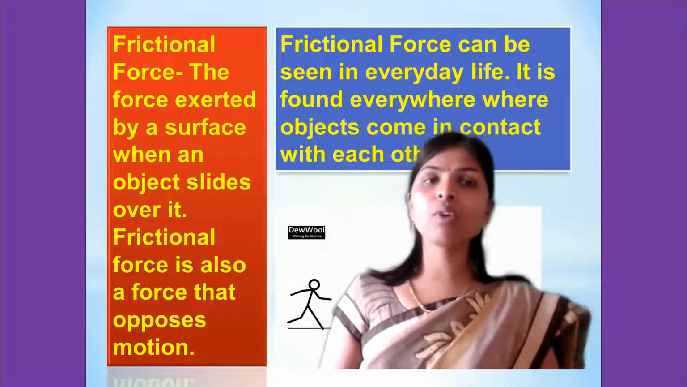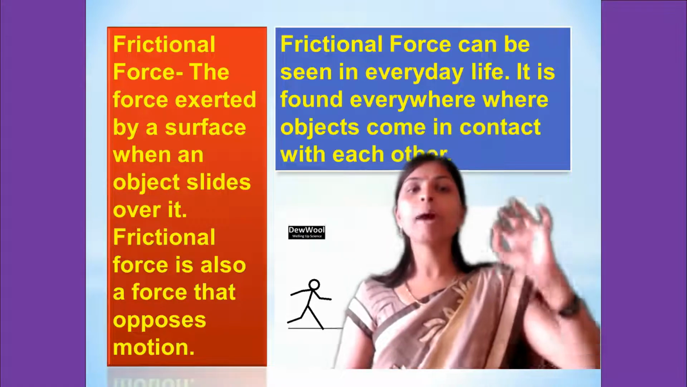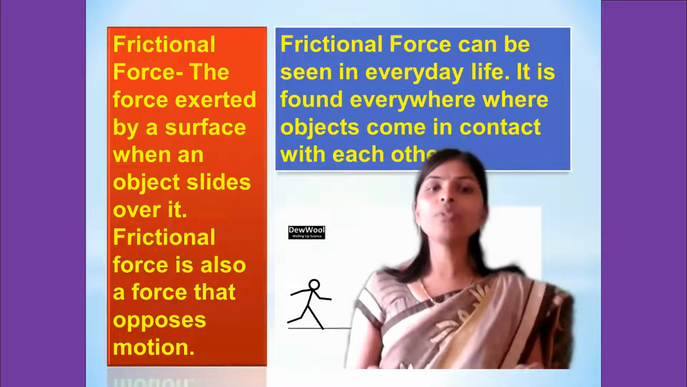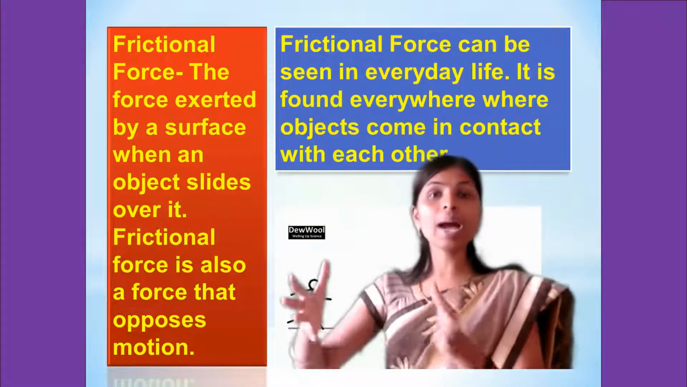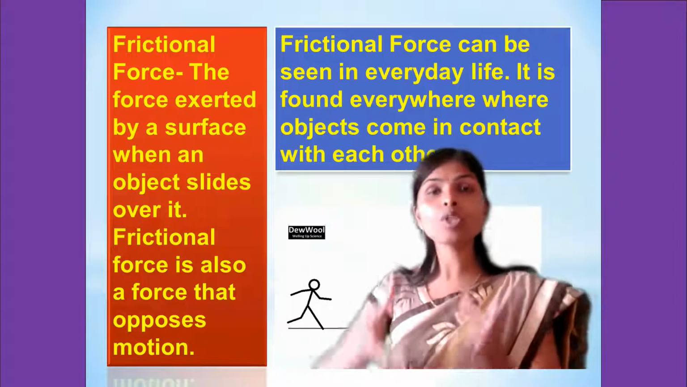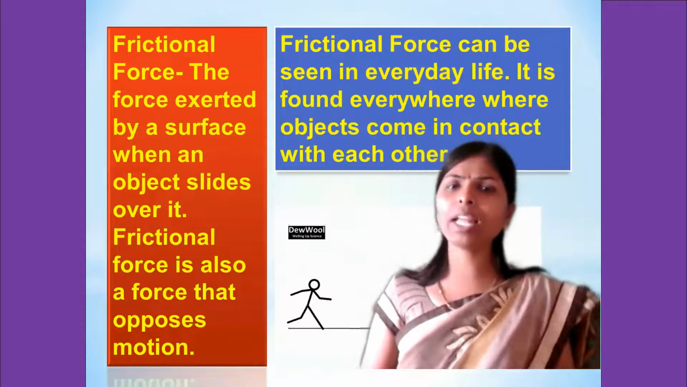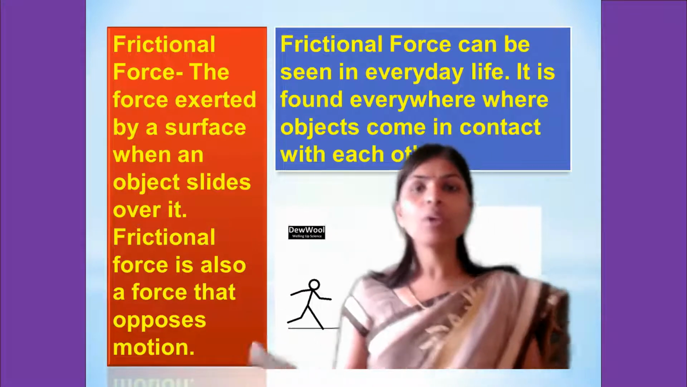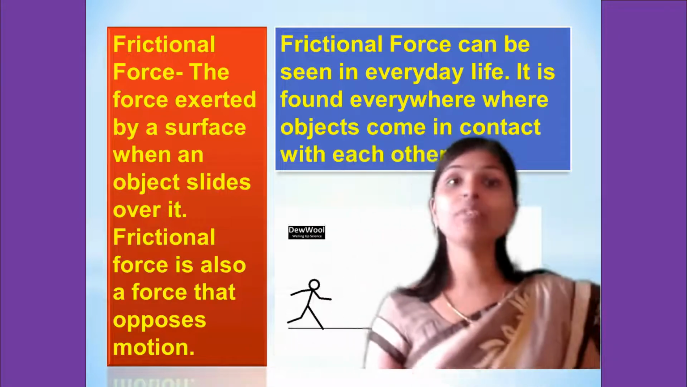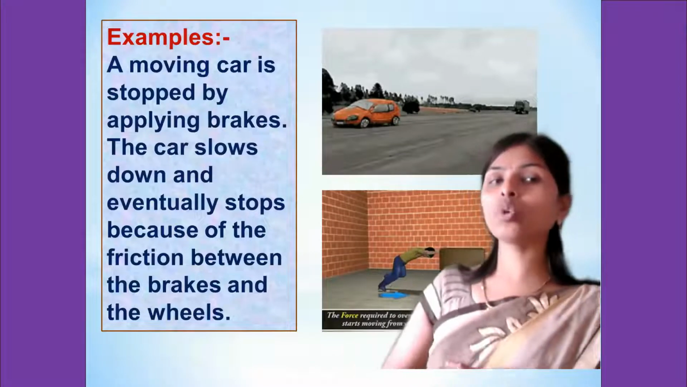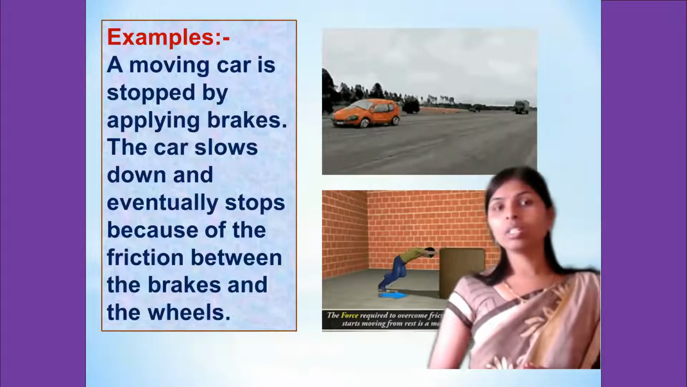Frictional force means what? The force exerted by a surface when an object slides over it. Frictional force is also a force that opposes motion, that opposes a moving object. Frictional force can be seen in everyday life. It is found everywhere where objects come in contact with each other. So dear students, here I have shown you one example of frictional force.